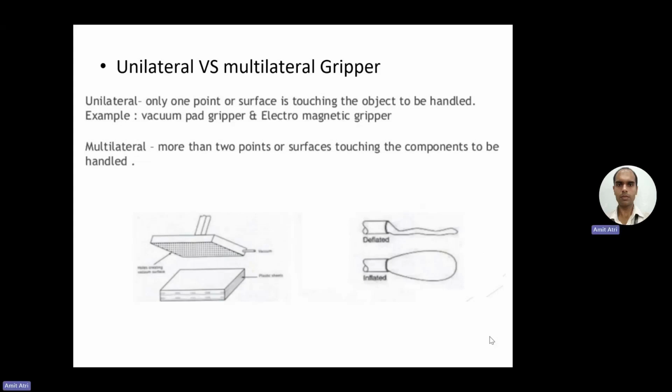Okay, next is multilateral. It has more than two points or surfaces touching the components to be handled. This is the example of the fingers. With the fingers we are grasping an object and putting it at some place. In the diagram here, the first picture shows the magnetic or vacuum type of gripper. Only one surface is coming in contact with the object to be handled. In the second case, there is a multilateral type of gripper, deflated and inflated, where these contacts or surfaces are used.